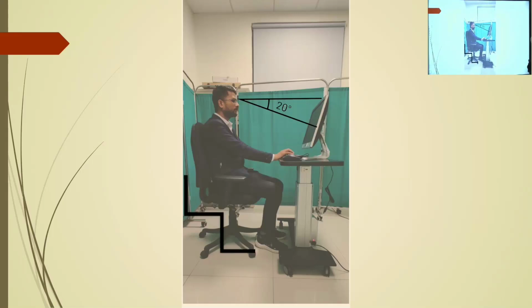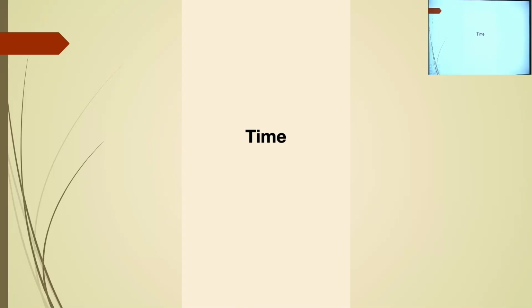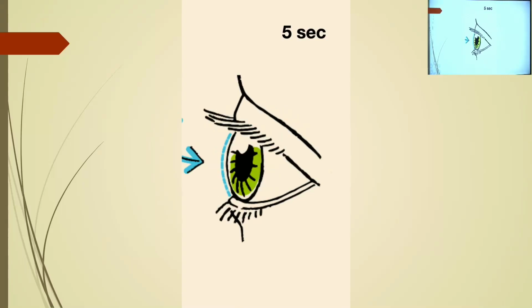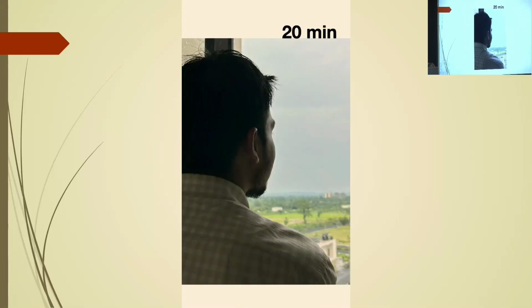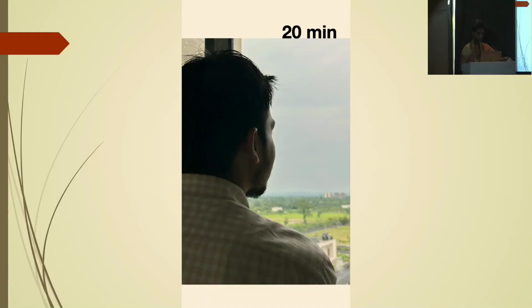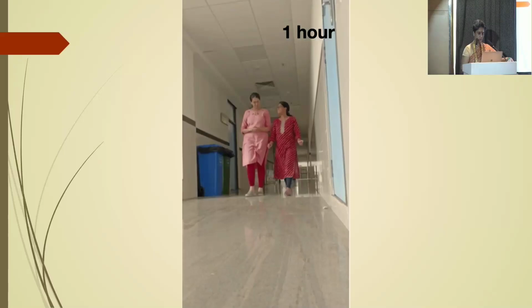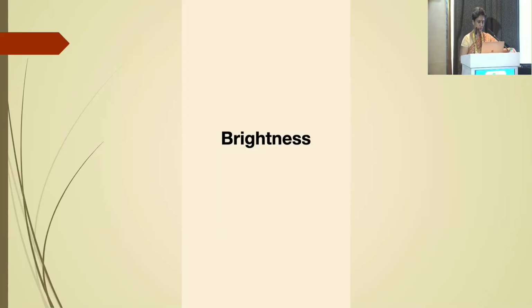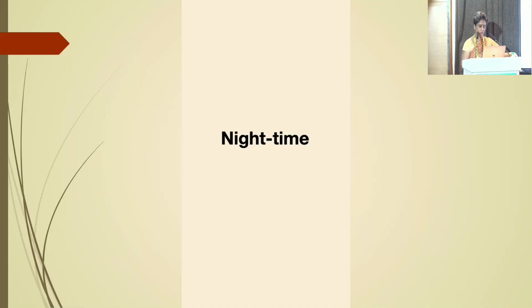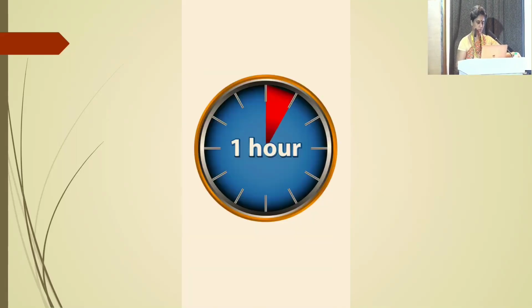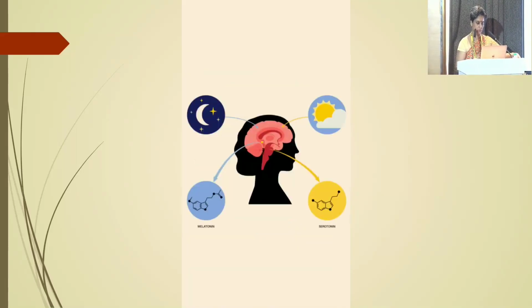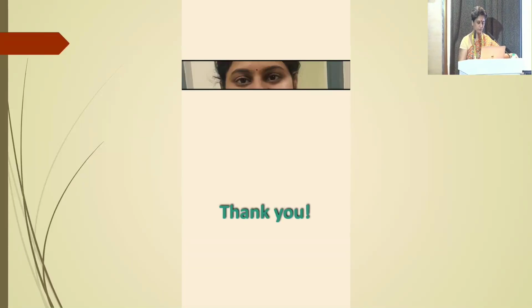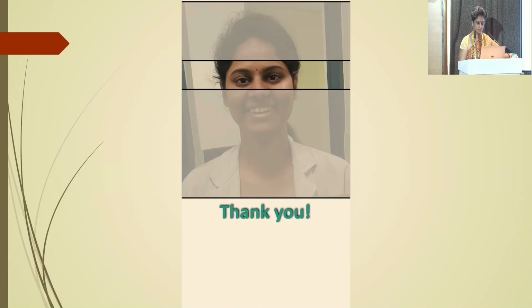All lower limb joints at 90 degrees each. Time rules expect you to blink once in every 5 seconds, to look at a distance of at least 20 feet for 20 seconds every 20 minutes, or simply close your eyes, and every 1 hour just get up and move. The brightness should be neither too bright nor too dim. The light should come from behind you. At night, switch on your night modes. Do not use your screens for at least 1 hour before sleeping, else your pineal gland will not let you sleep the next day. Remember, your eyes are going to thank you for following these rules.